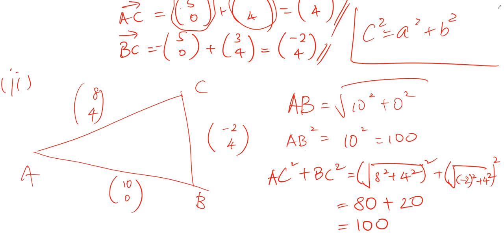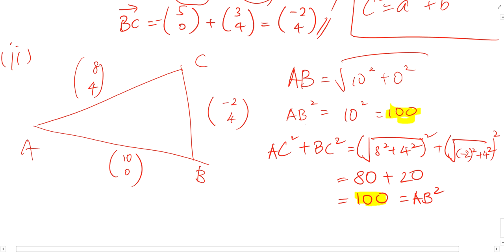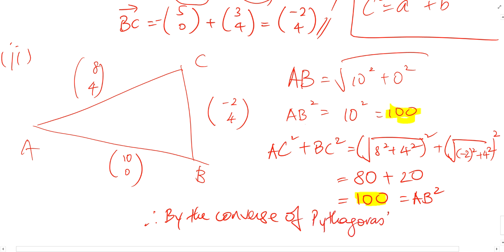So at this point in time, we see that AC square plus BC square gives me actually AB square. Because these values are the same. So they are the same. Therefore, we can conclude that by the converse of Pythagoras theorem, angle ACB equals 90 degrees. Okay? Besides this question, anymore?